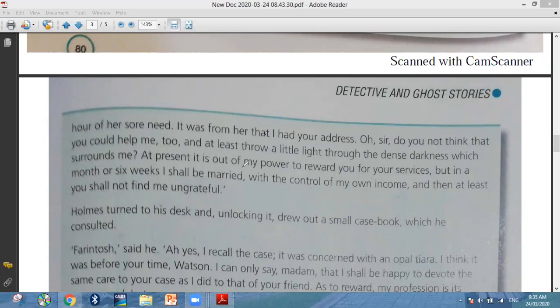"At present, it's out of my power to reward you for your services. But in a month or six weeks, I shall be married, with the control of my own income, and then at least you shall not find me ungrateful." Now she can't give him money for his services. Out of my power is a very good expression.